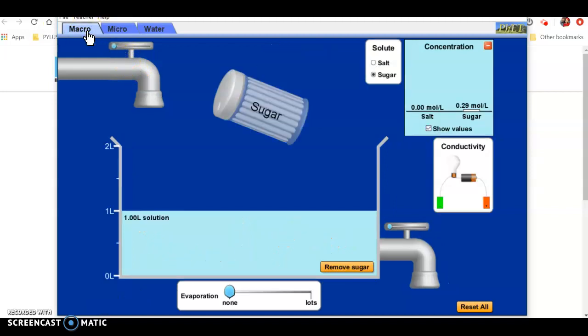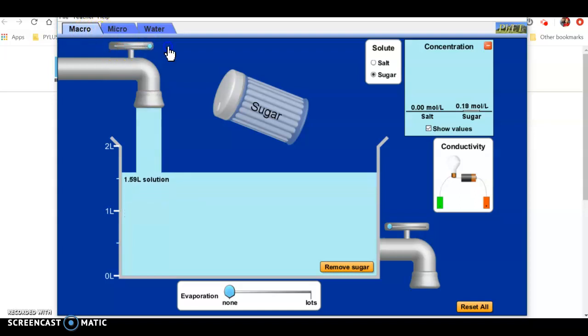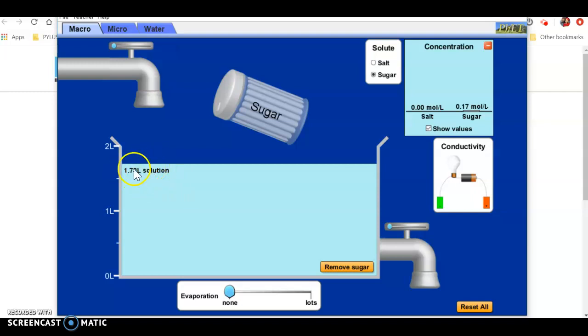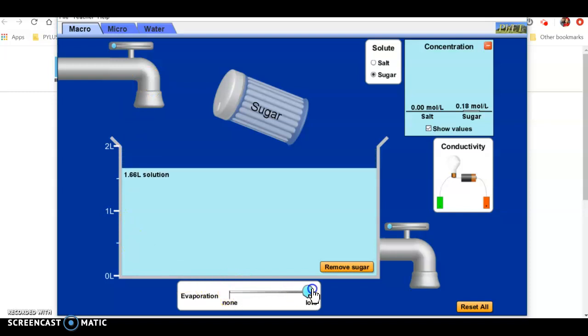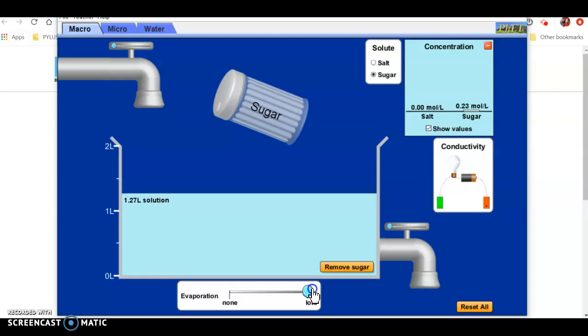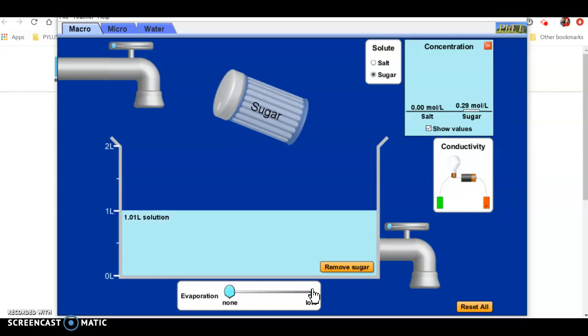I am on question 4 for part B. Add some water. You can take a look. My volume went up. You see what happened to the concentration. Evaporate some. What's going on with the concentration? Next page. Question. Oh, I guess I don't have any numbers anymore.